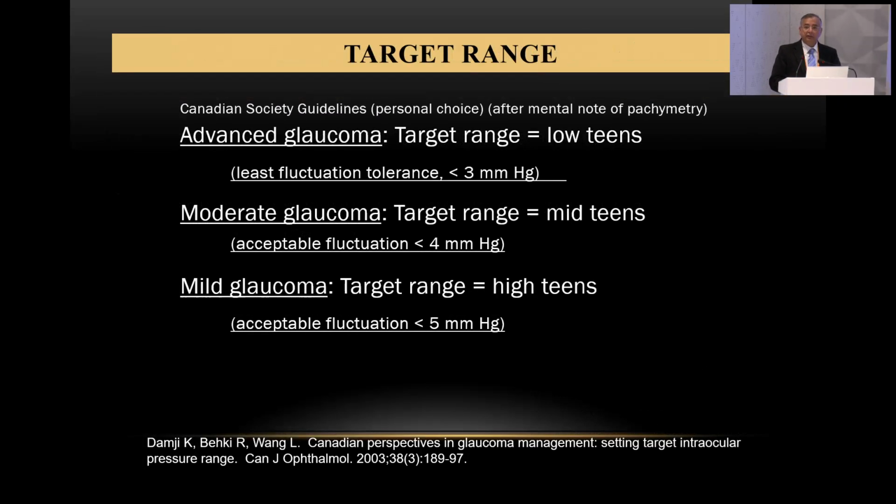So the target range for glaucoma, which I set and I use in my clinic, for advanced glaucoma, I set them into the low teens, and I like a least fluctuation tolerance of less than 3, moderate mid-teens less than 4, and mild high teens less than 5.